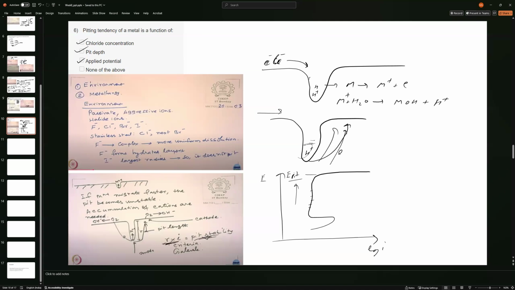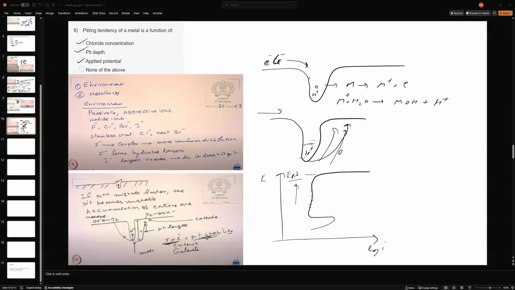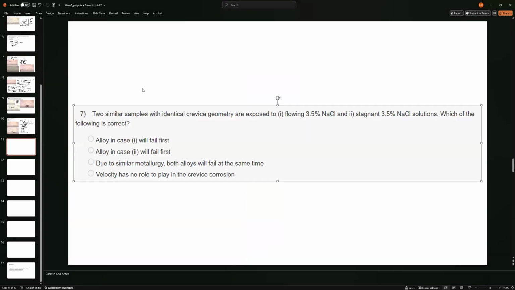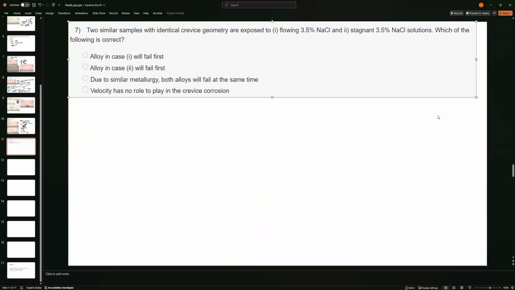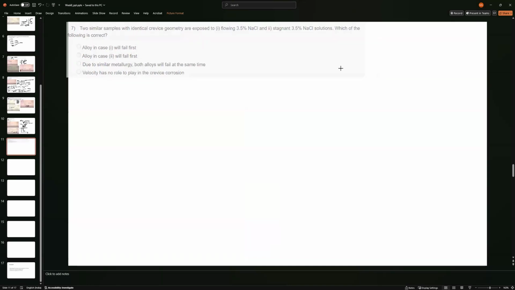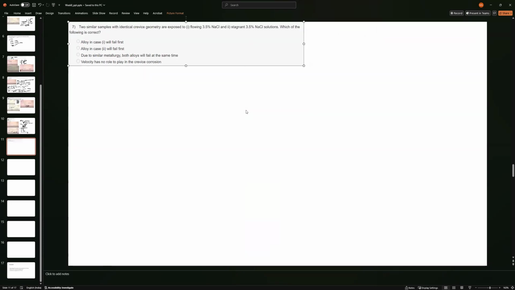Next question. Last question for the assignment. Two similar samples with identical crevice geometry are exposed to flowing 3.5% NaCl solution and stagnant 3.5% NaCl solution. Which is correct? Second one is stagnant, first one is flowing.